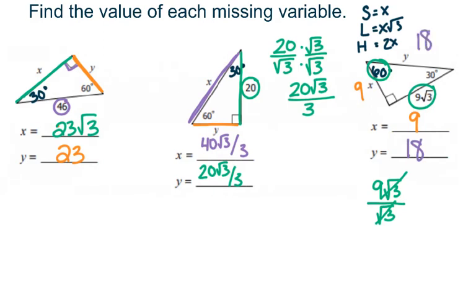Okay, so it's just a formula, but it is a little tricky figuring out what you have, what you don't have. Remember, the shortest side is going to be across from 30 degrees, the longest side is across from 60, and then the hypotenuse is across from the right angle.